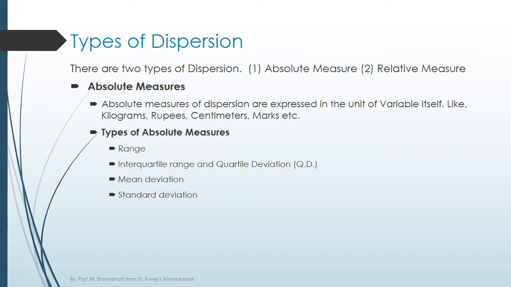Let's see the types of dispersion. There are two types, absolute measure and relative measure. Absolute measures of dispersion are expressed in the unit of the variable itself, like kilograms, rupees, centimeters, marks, etc. The types of absolute measures are range, interquartile range and quartile deviation, mean deviation and standard deviation.